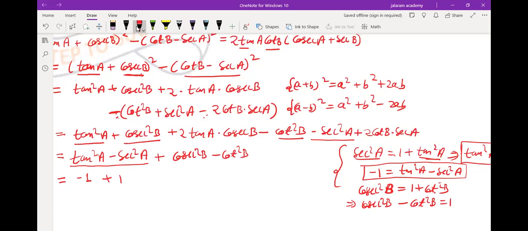In the next line, the second term will be there: 2 tan A cosec B plus 2 cot B sec A.